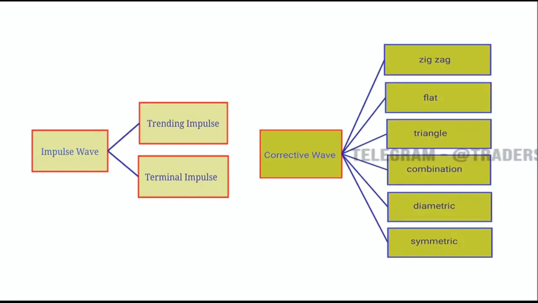The complete Elliott wave cycle is classified into 2 types: impulse waves labeled 5 and correction waves labeled 3. Impulse waves consist of 5 waves, 3 of which are impulse waves and 2 of which are correctional waves. Correctional waves must be more complex and time-consuming than impulse waves. Impulse waves have 2 types: trending impulse and terminal impulse. Correction waves have 6 structures, which are zigzag, flat, triangle, diametric, symmetric, and complex correction.